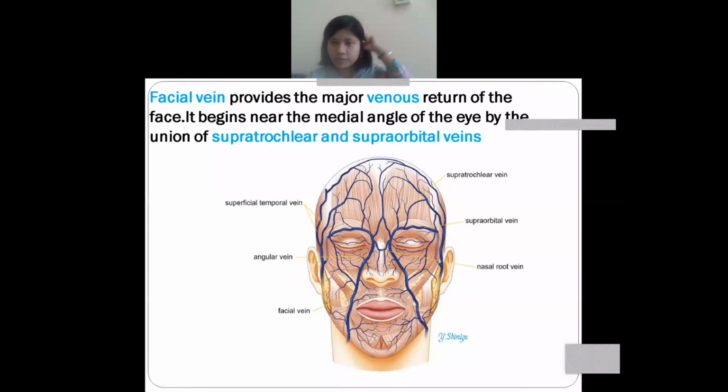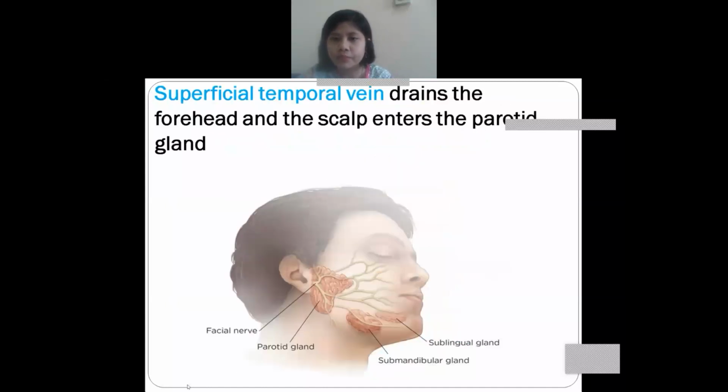And the facial vein, from where does it usually begin? The facial veins usually begin near the medial angle of the eye, which I have already said means here, in the middle part of the eye, by the union of the supratrochlear and supraorbital veins. Supratrochlear is here, and supraorbital vein is this, and the facial vein comes like this. Okay, I hope you have all understood this.